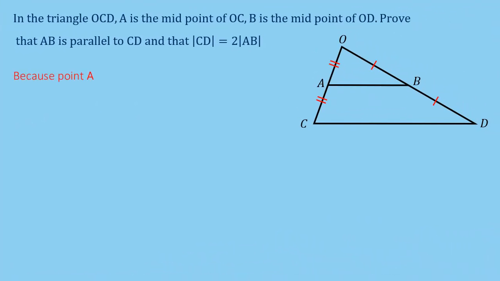Because point A divides vector CO in a 1-to-1 ratio, vector AO equals half vector CO, and the same, vector OB equals half vector OD. Let us express vector CD and vector AB in terms of vector CO and OD. To express vector CD in terms of vector CO and OD, we must make this pass from point C to point D through vector CO and OD, as shown here.